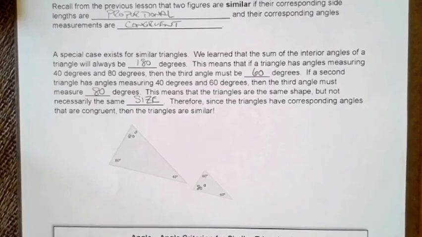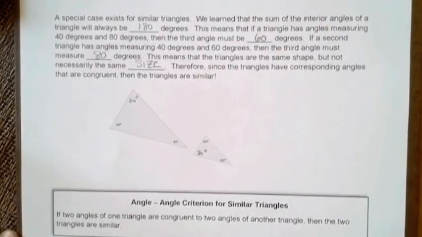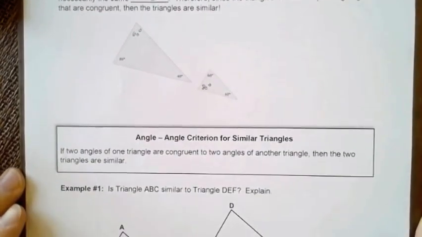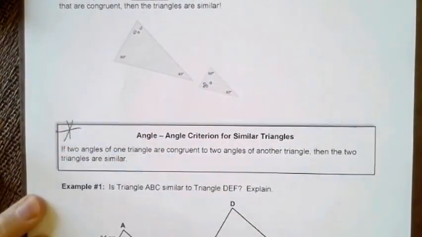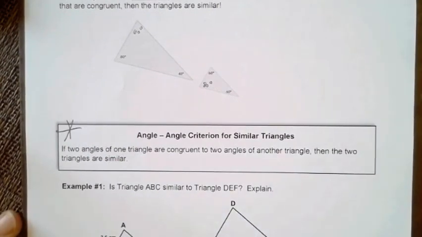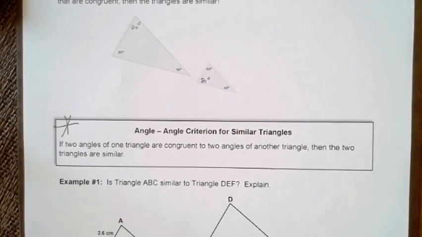And this leads us to the angle-angle criterion for similar triangles. If two angles of one triangle are congruent to two angles of another triangle, then the two triangles are similar. You're going to have corresponding congruent angles, and then you could always take a triangle and scale it to be the size of the other one, meaning that they're not the same size, but you could turn them into the same size by using a scale factor. So that's going to create similar triangles.